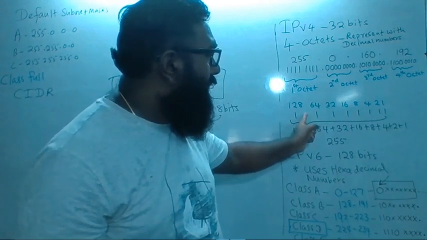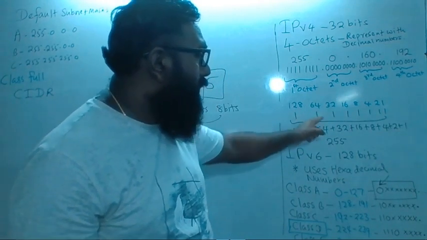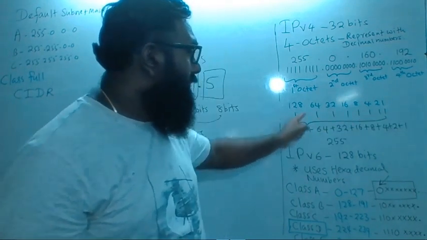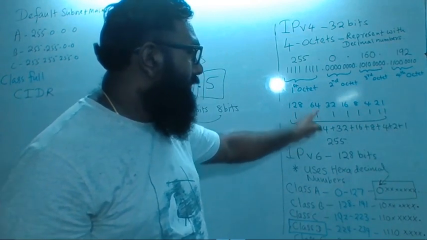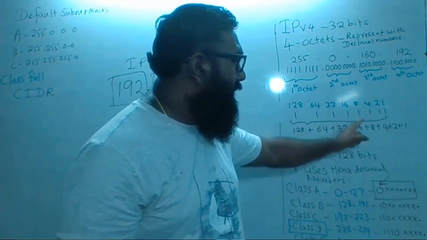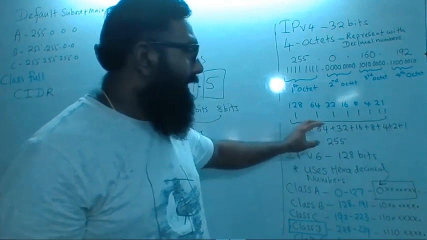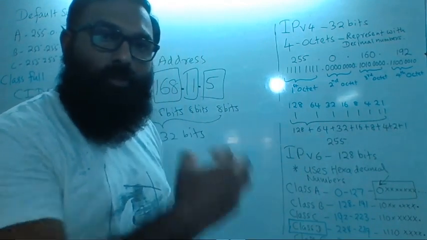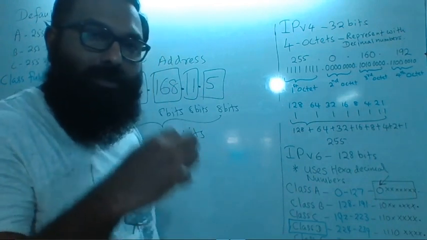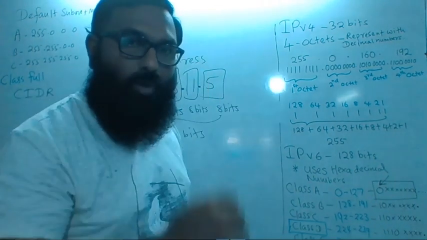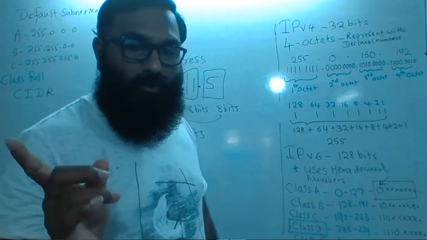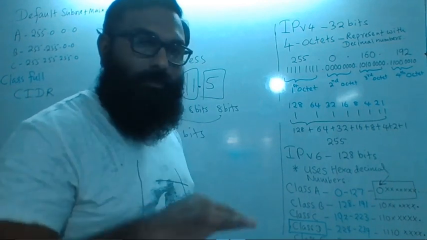How can you convert it to decimal form? So 1, 1, 1, 1, 1, 1, 1, 1, you are adding 128, 64, 32, 16, 8, 4, 2, 1. So that is altogether 255. I think you all know how to convert to binary and how to convert a given binary number into decimal. If you don't know, you have to go and learn that and come back to the network lesson.